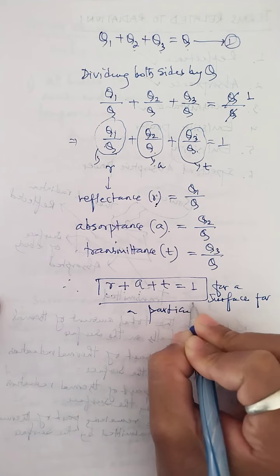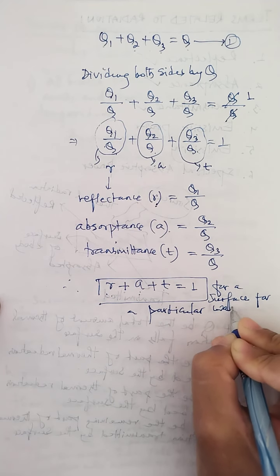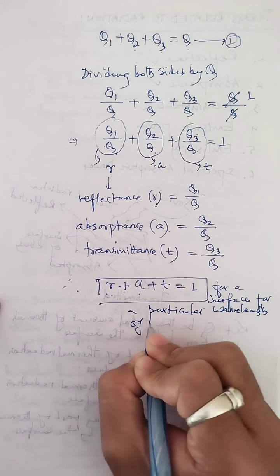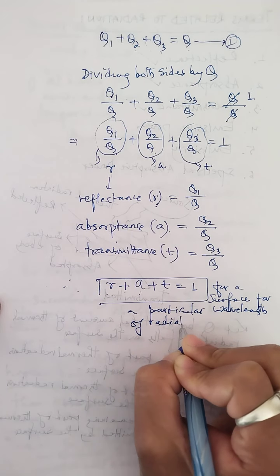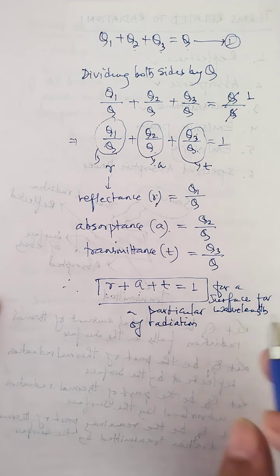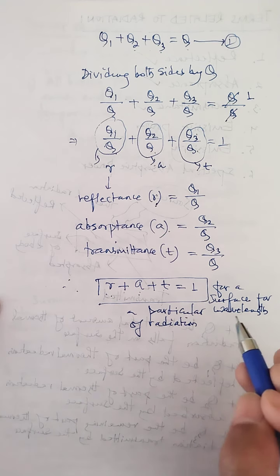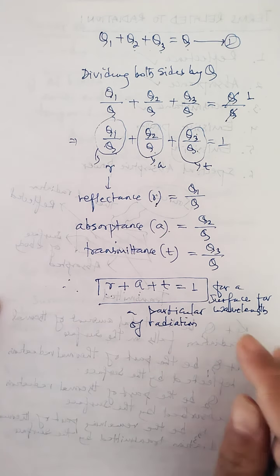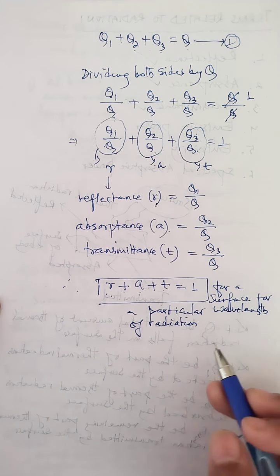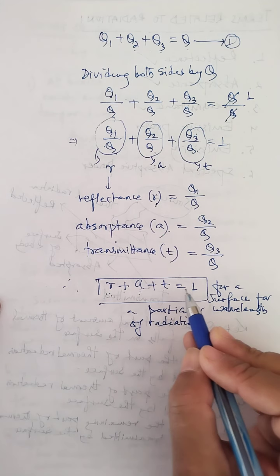For a particular wavelength of radiation. Now why has this term wavelength come? Because radiation travels in the form of waves, electromagnetic waves, and waves have a wavelength. Electromagnetic waves of a particular wavelength falling on the surface follow the relation that R plus A plus T is always equal to 1.